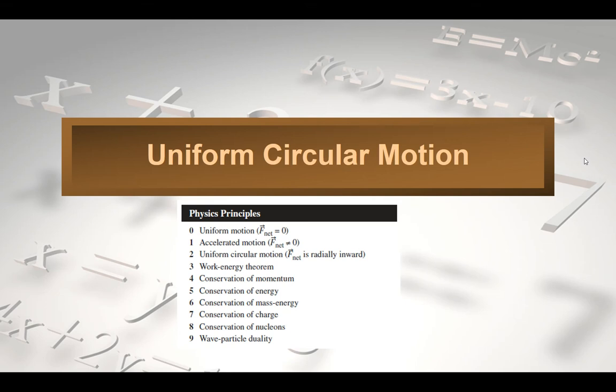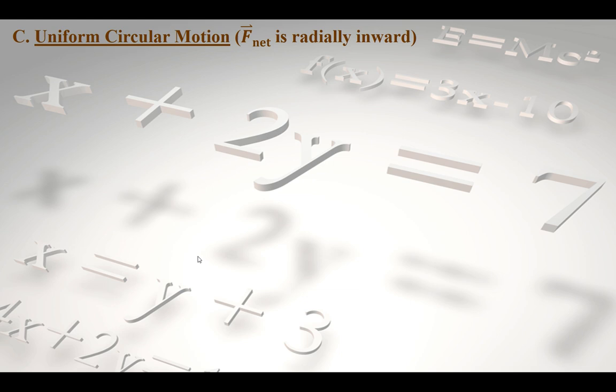In Physics 30s, in today's lesson, we're going to continue to talk about key physics principles that we're going to need to make use of at some point later on in Physics 30. And the focus of this lesson today is going to be on the principle numbered 2, the one that's referred to as uniform circular motion, where F net is directed radially inward.